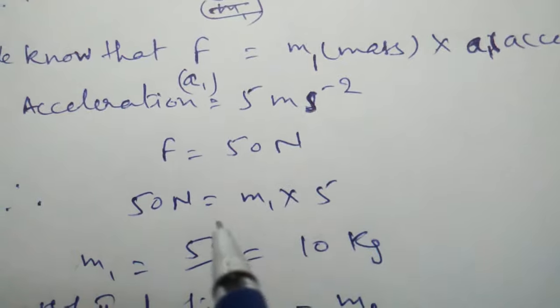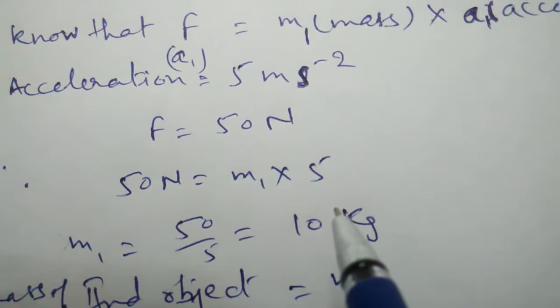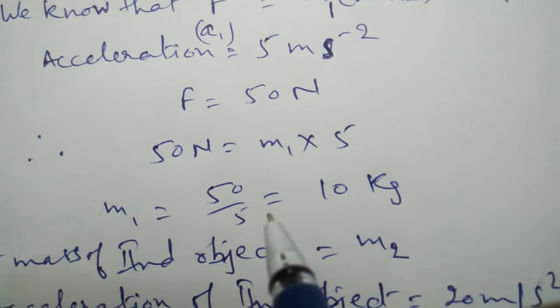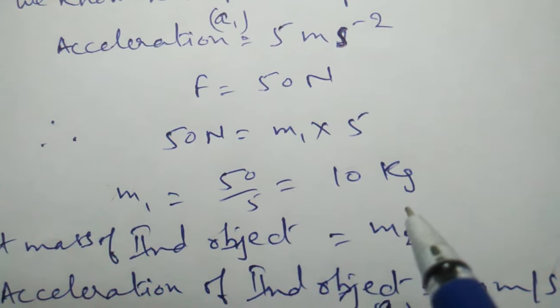Force is 50 Newton and we have to calculate the mass. Acceleration is 5 meter per second square. So the mass of the first object will come out to be 10 kilogram.